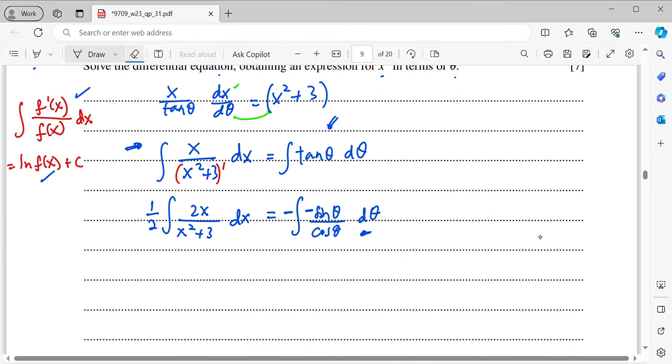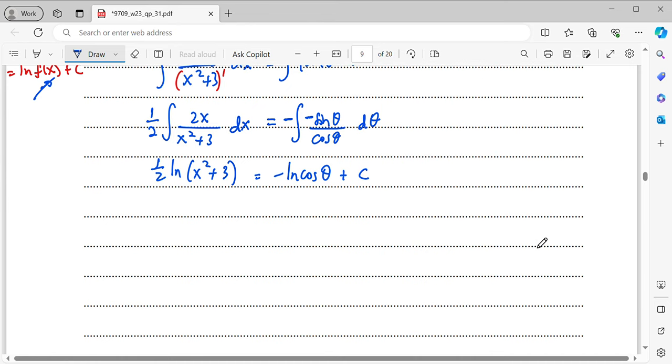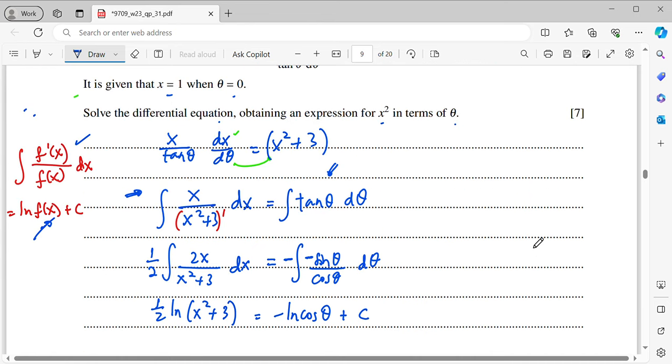Okay? So after we have done this, by using the ln formula, then the left hand side, it will be half ln x squared plus 3. You can write plus c, but I will write the plus c on the right side later on. Then the right hand side, it will be negative. The whole integration is going to be ln of cos theta. Then now I plus c.